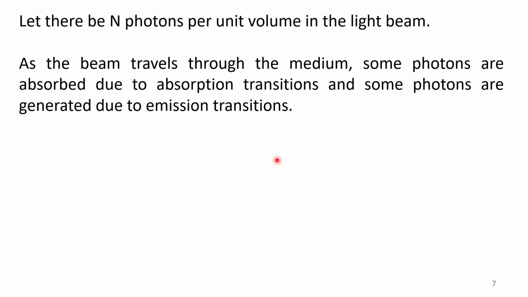Now let us consider that there may be n photons per unit volume in the light beam. As the beam travels through the medium, some photons are absorbed due to the absorption transition and some photons are generated due to the emission transitions.